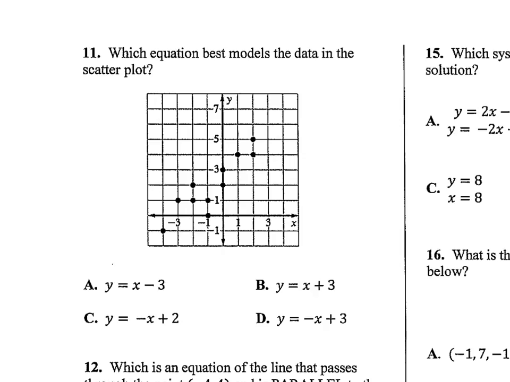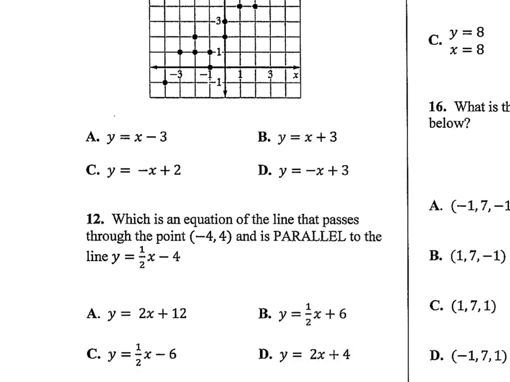Here in number 11, okay, which equation best models a scatter plot? So you can see all the points around here. Which one of these would best model the scatter plot? Kind of pay attention as we go from left to right. We're going uphill, so that could eliminate any negative slopes. Okay. Number 12.